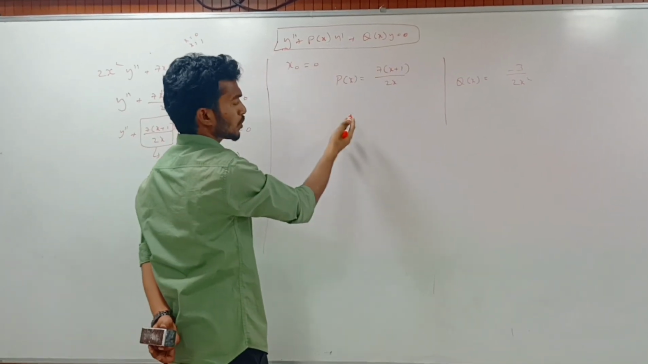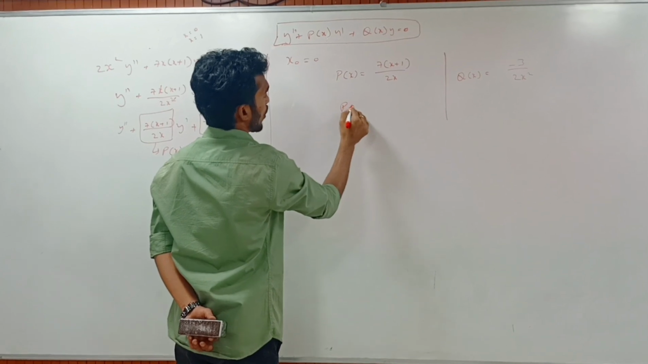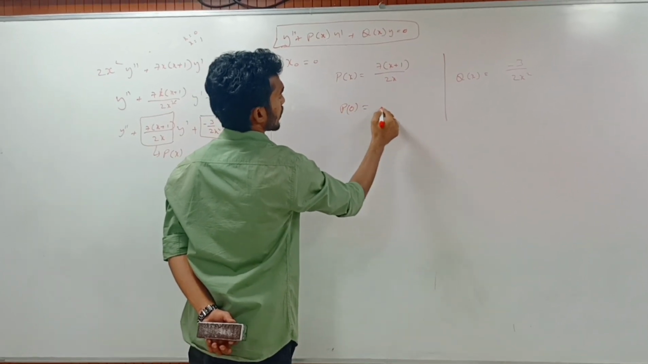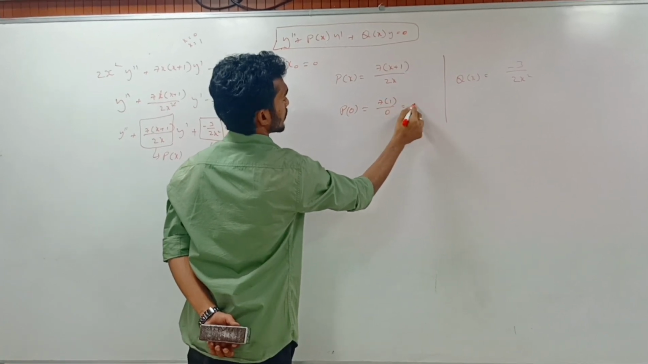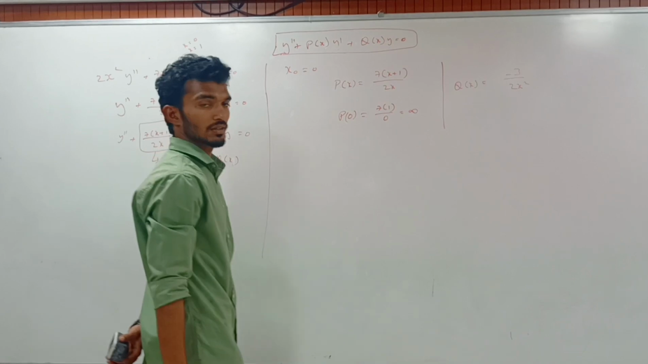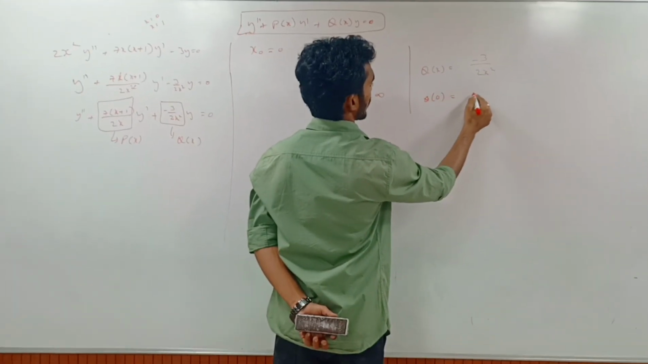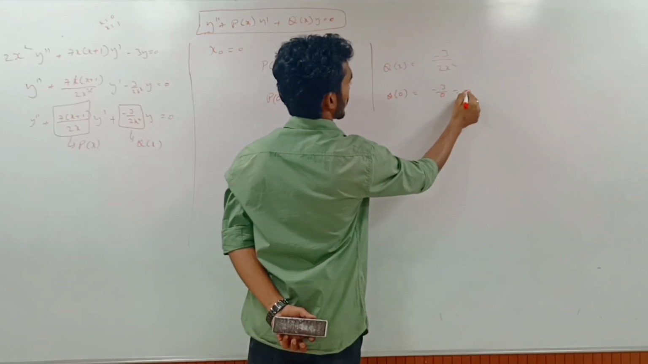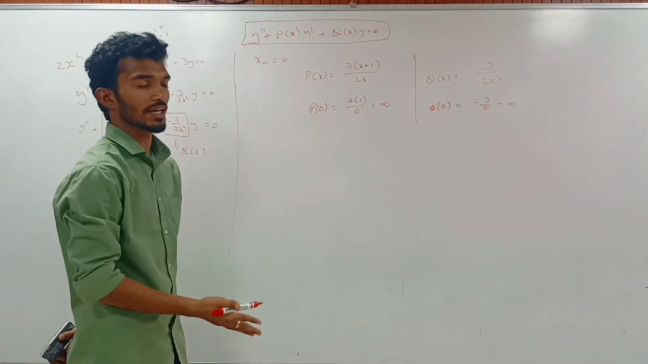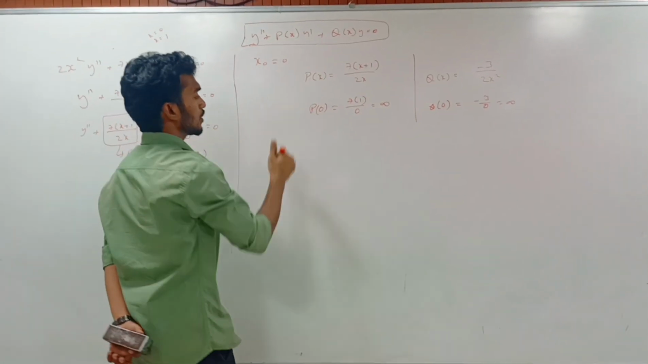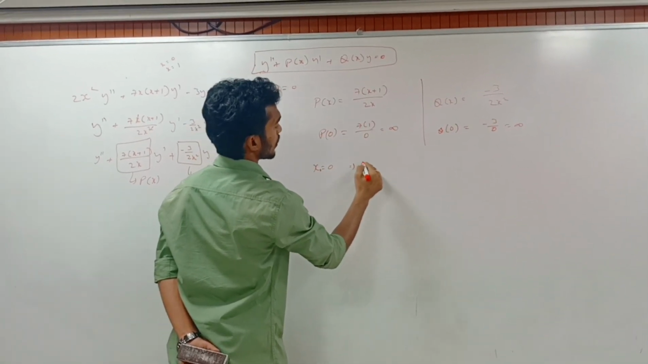So we need to substitute x naught in place of x, that is 0. P of 0 is equal to 7 into 1 by 0, that is infinite, right? And q of 0 is equal to minus 3 by 0, that is infinite. So as p of x naught and q of x naught are infinite, x naught equal to 0 is said to be a singular point, right?